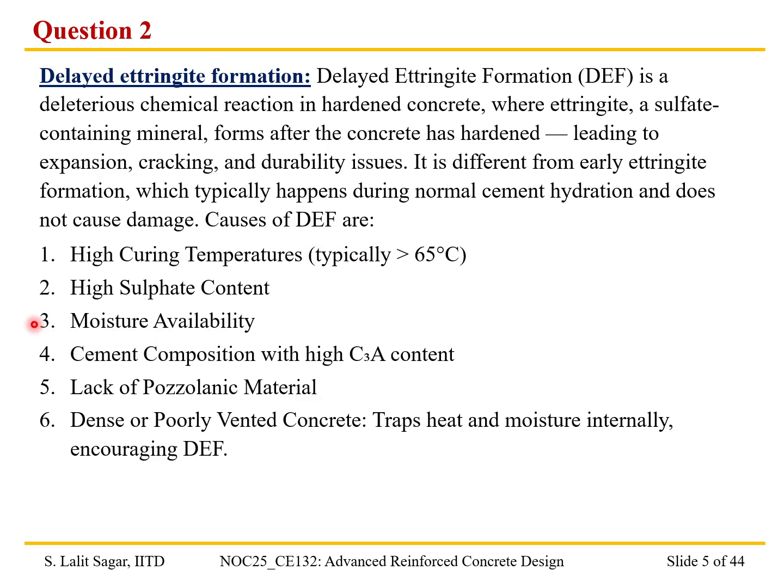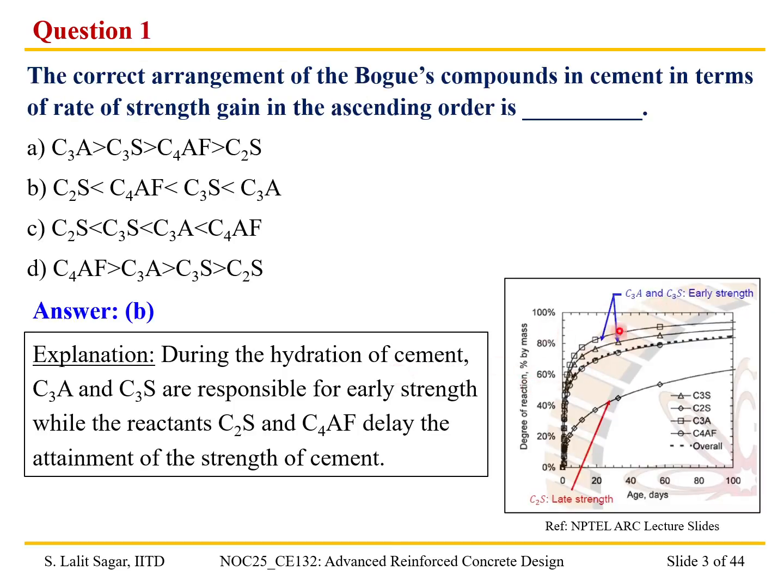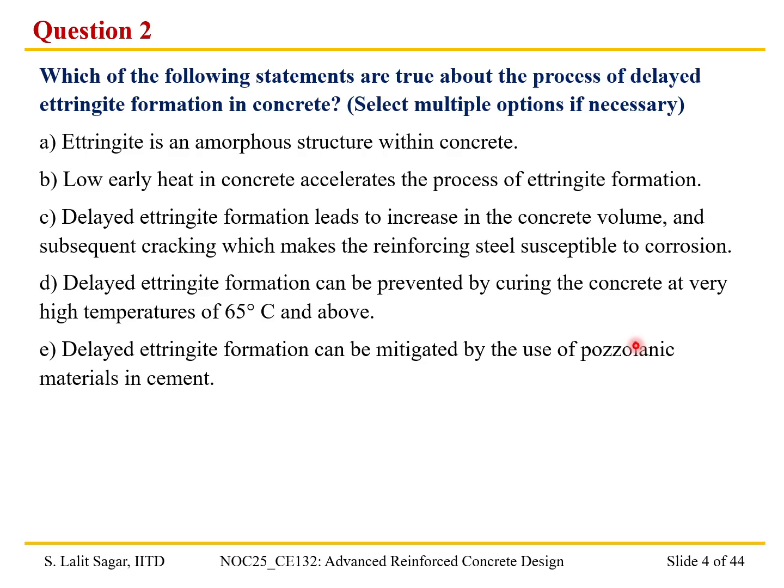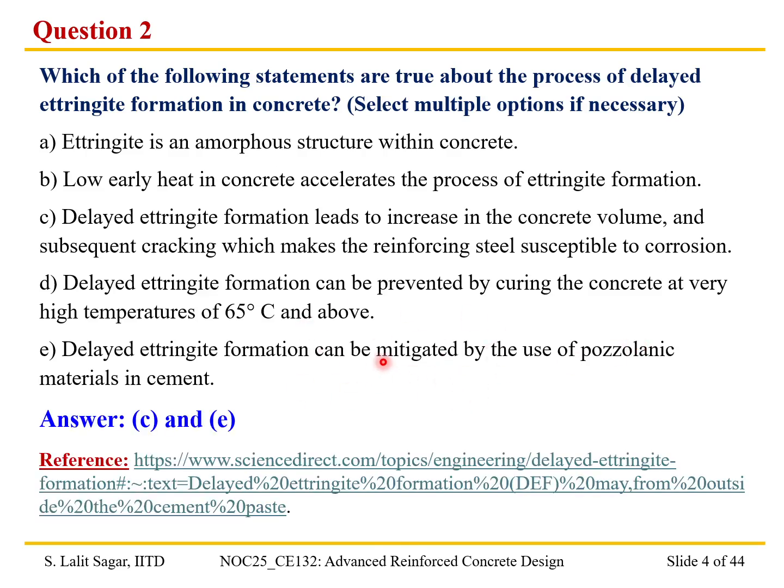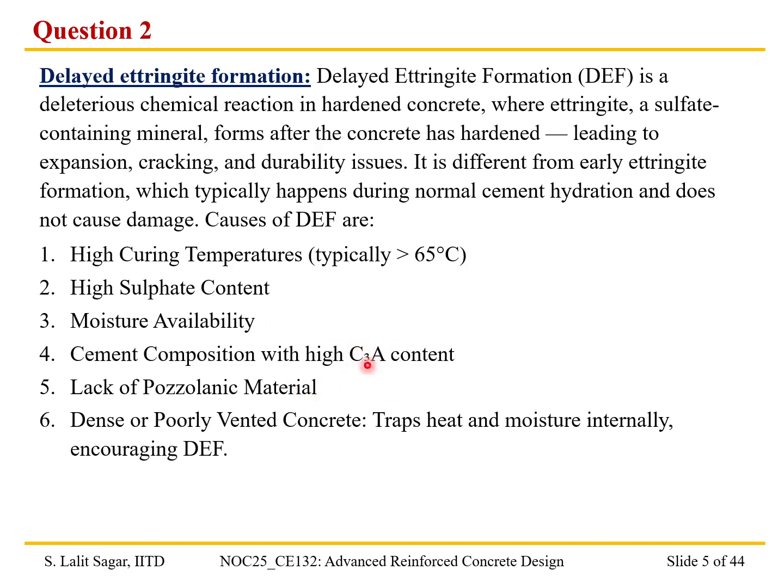So again, remember that these factors alone are not responsible, but a combination of these factors can lead to the phenomenon of DEF. Okay, and then the fourth cause is the cement composition, which is having a high C3A content. So as we can see, we can relate this concept to the first question, where C3A is having the highest rate of strength gain. So this leads to more heat of hydration. Because of the heat of hydration, the temperature tends to rise and it leads to the DEF phenomenon at a later stage. And then if there is a lack of pozzolanic material, okay, there can be DEF.